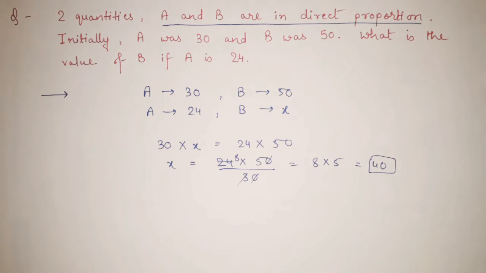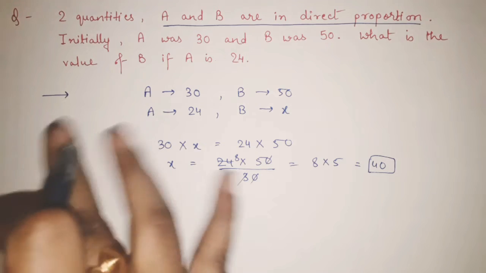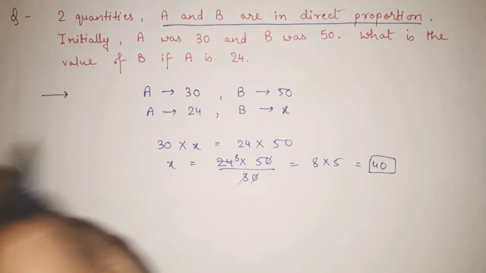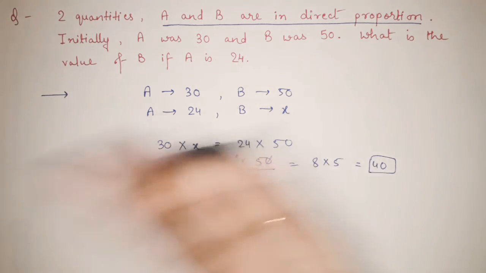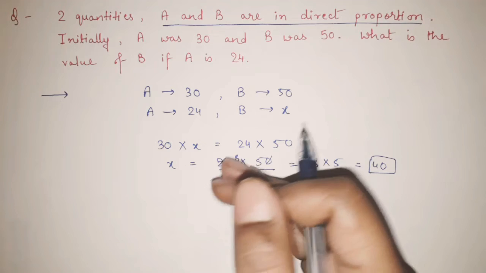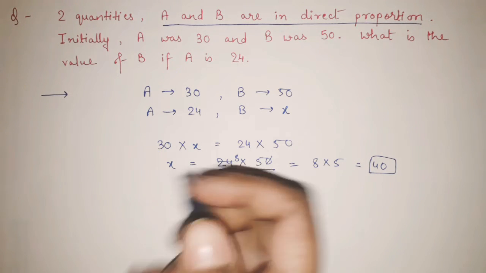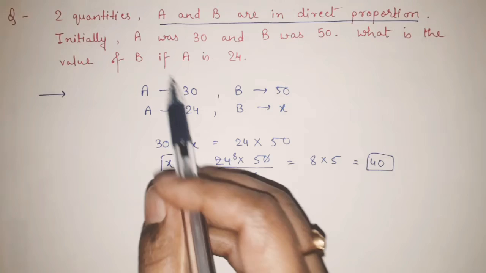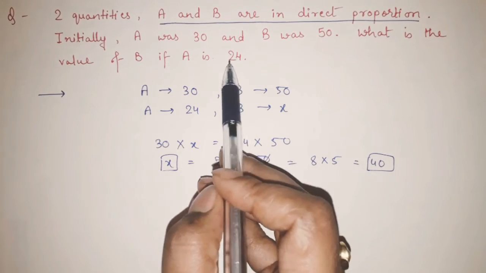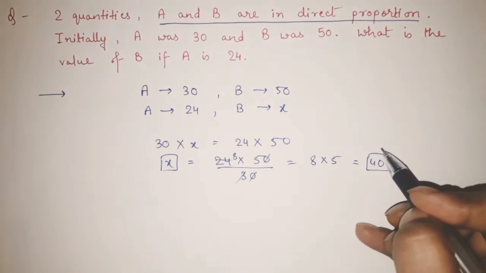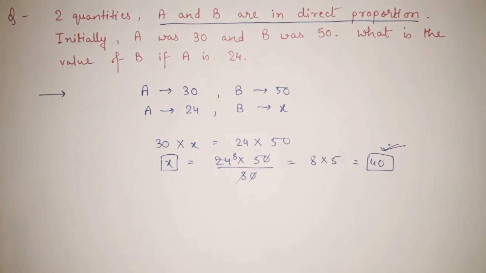Got it? These questions may seem complicated, but believe me, they are one of the easiest questions to solve in any competitive exam. Fine. There are many students who just skip this ratio and proportion topic, but you should not skip this. This topic is where you can solve all the questions correctly and get marks with little effort. Fine. So here we got X equal to 40. That means A was 30 and B was 50. When A is 24, at that time the value of B will be 40. Fine. Easily we got the answer.